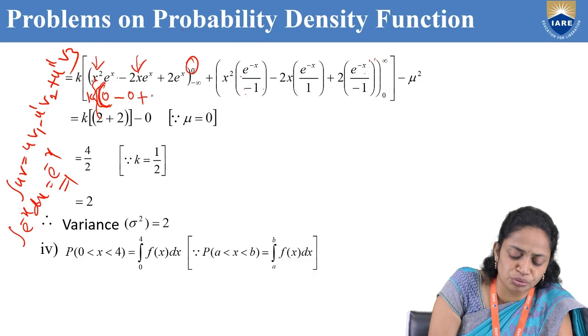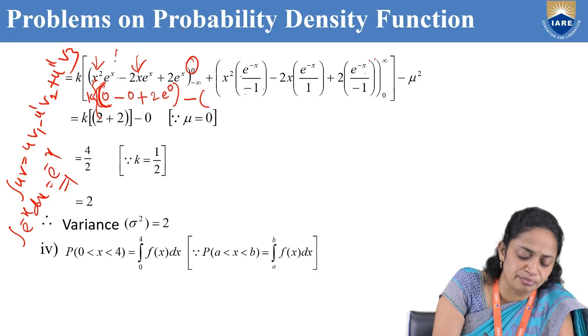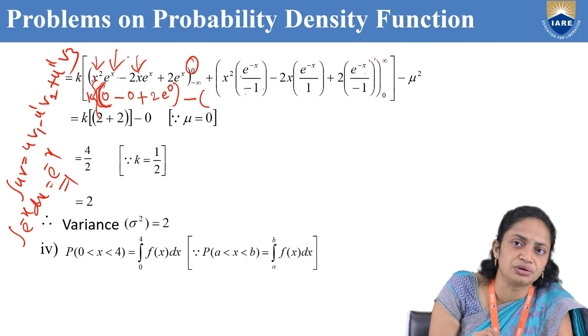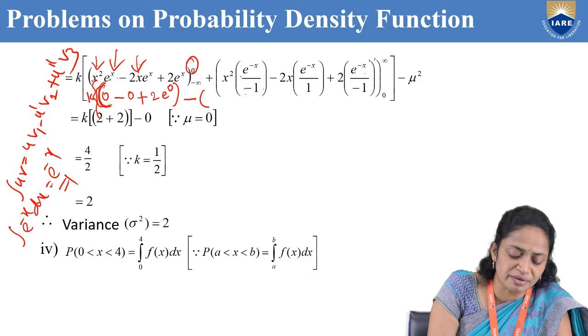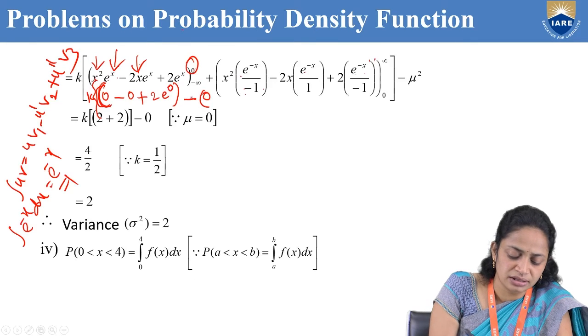Okay, so that is 2 into e power 0. Minus the lower limit. For this, the lower limit is minus infinity. If infinity or minus infinity is there, you can substitute it in e power. So e power minus infinity is 0. That's why this will be 0, minus 0. That's why that will be 0.